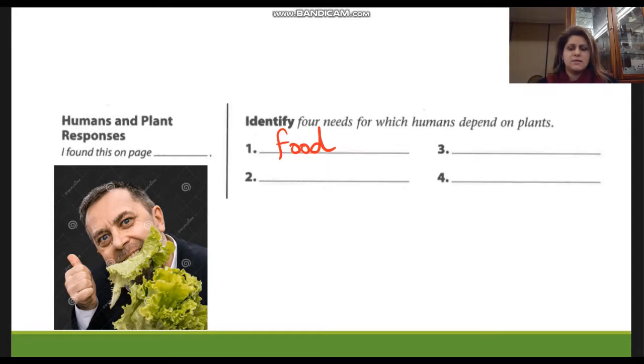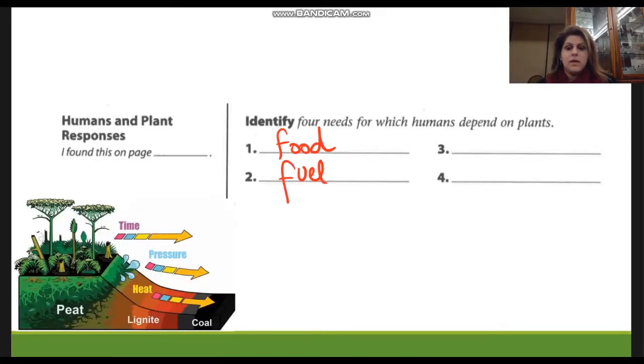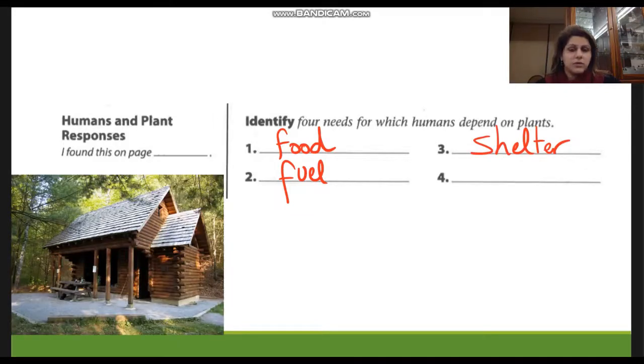One of them is lettuce. Lovely guy. Number 2, fuel. You've learned that in grade 6 about the fossil fuel and so on, coming from decayed plants. So that's another need for us to have plants. Shelter. Example, houses, wooden houses, and before that, those little shelters with plants and sticks, and wood, definitely trees. So that's another need.